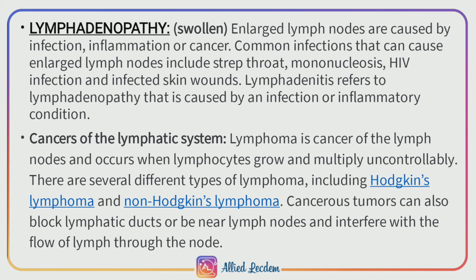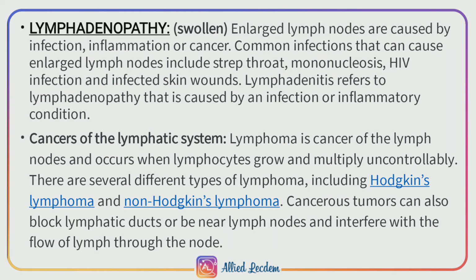There are several different types of lymphoma, including Hodgkin's lymphoma and non-Hodgkin's lymphoma. Cancerous tumors can also block the lymphatic duct, that is the drainage system, or nearby lymph nodes, and can interfere with the flow of lymph through the node, which is to be carried into our heart.